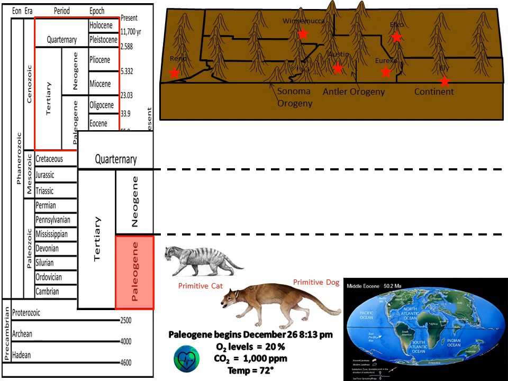Early primates would develop opposable thumbs for climbing trees for food and advanced eyesight capable of seeing colors. Lemurs are primates. Lemur fossils have been recovered from this time period in Nevada. Towards the end of the Paleogene, the climate would start to cool.